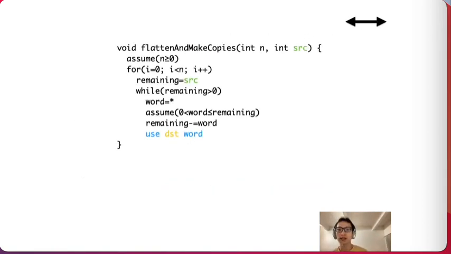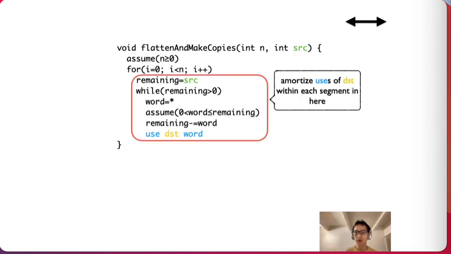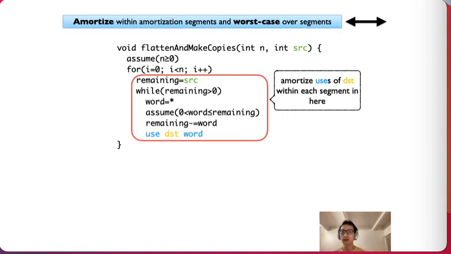The key novel concept in our approach is what we call amortization segments, which is a range in the program execution where we apply amortized reasoning. Here, we use a red box to informally indicate amortization segments, which consist of a single iteration of the outer loop. This segment amortizes uses for dest over all iterations of the inner loop. The key idea is to apply amortized reasoning within segments, which we have just introduced, and then apply worst-case reasoning over segments. The result is this approximation of dest.